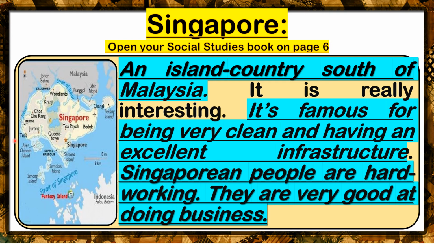So this is the political map of Singapore. It shows us the name of the country, the name of the capital city with the stars, and the name of the provinces or cities of this country.